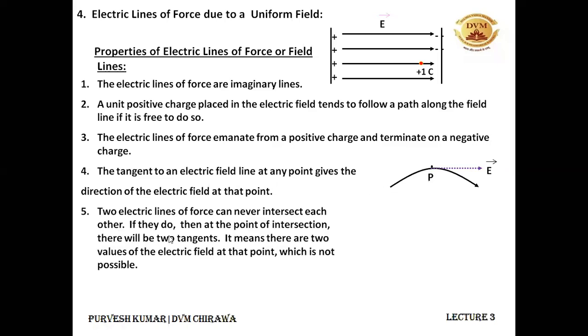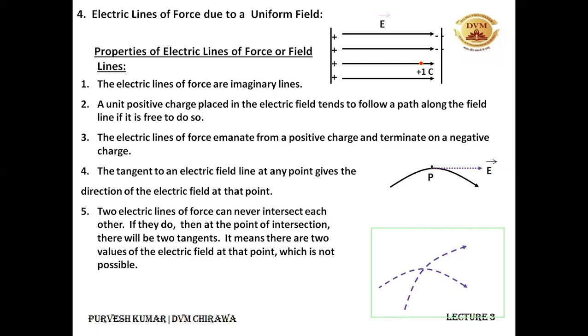Again, this property is really very important, and please pay attention to it. No two electric field lines can intersect each other. There is no possibility that two electric field lines can intersect each other. They will never intersect each other. Why so? We will be proving this with the help of contradiction. So we will assume that two electric field lines are intersecting each other, and then we prove that it is not possible.